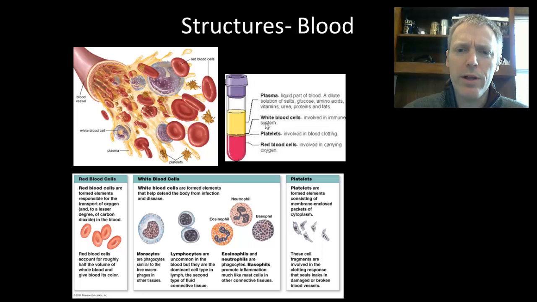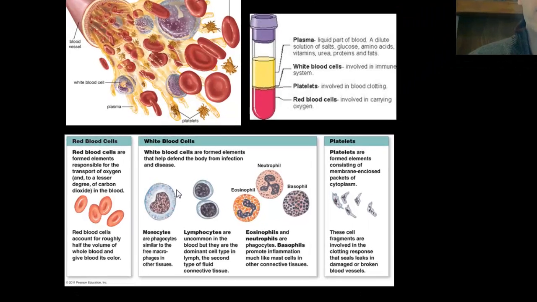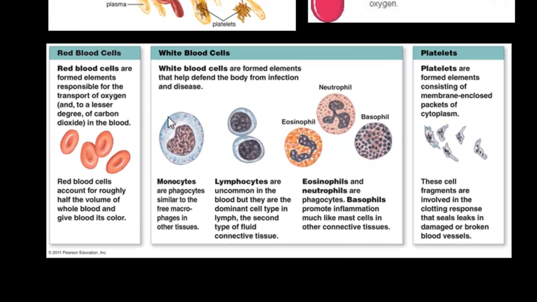Another component of blood is white blood cells. Now, white blood cells are cells that are important in the immune system. So you see in the diagram down here on the bottom, there are a variety of different kinds of white blood cells. We've got monocytes, lymphocytes, neutrophils, basophils, and basically each of these different types of white blood cells has a specific function in fighting pathogens, a specific method by which they are able to fight pathogens and help your immune system.